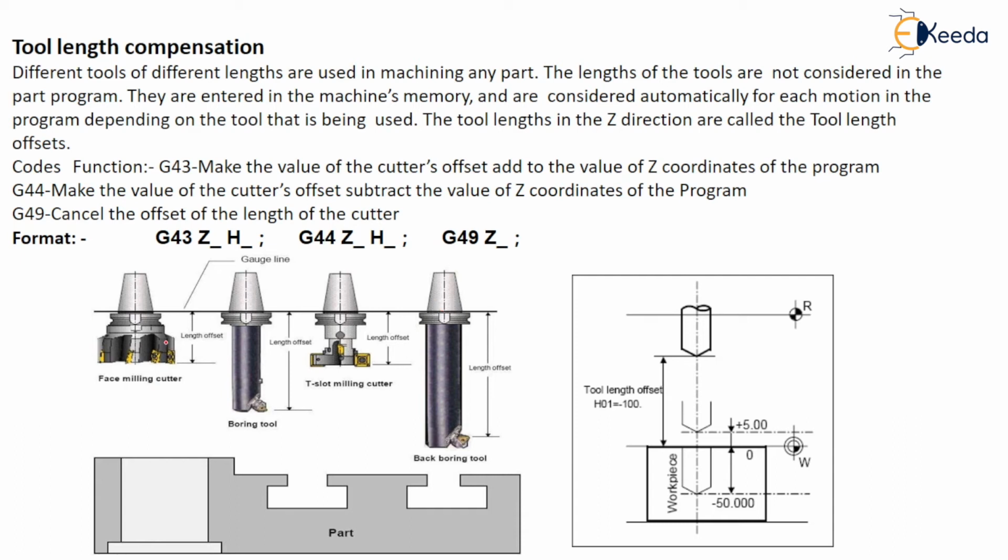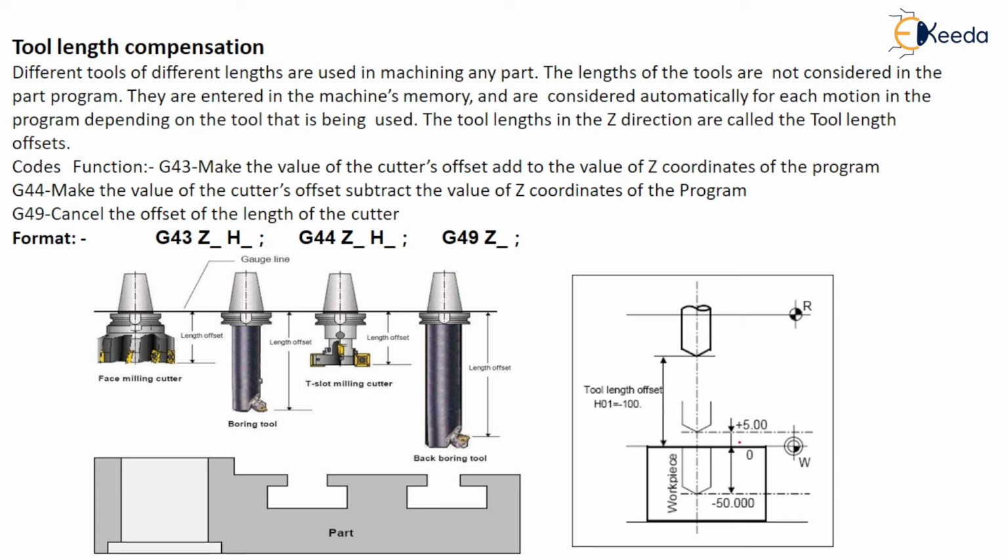So for face milling, this is the tool length. For boring, this is the tool length. Okay, so this is also a tool length, and this is also a different tool length. So every time the adjustment is very difficult. For that purpose, we calculate this offset either from this reference point or from the workpiece. Okay, so tool length offset is also shown in this figure.